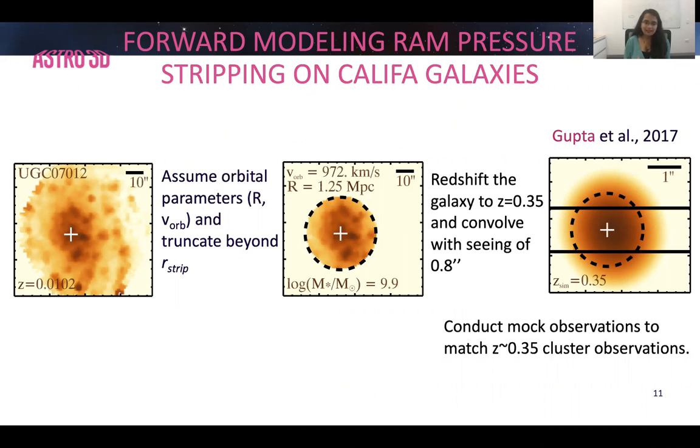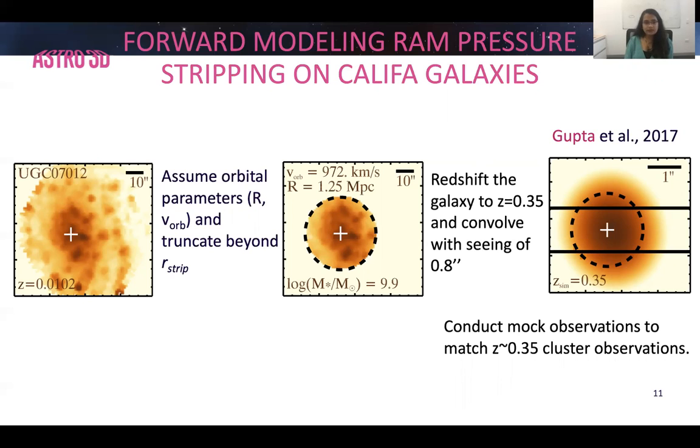We select one CALIFA galaxy, assume some parameters, the two independent parameters, distance and infall velocity, calculate the stripping radius, and truncate, removing all the galaxy which is outside this stripping radius. Then we redshift this galaxy to the redshift of our observation and do a mock observation to directly match with what we had in our previous data. So we are trying to conduct mock observations and match as best as possible with our observations.